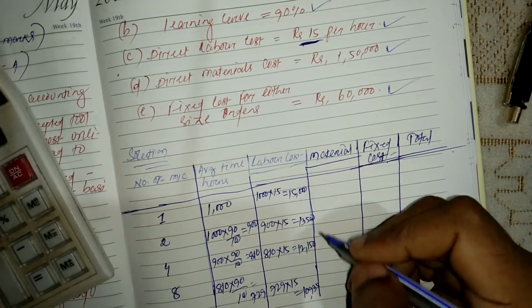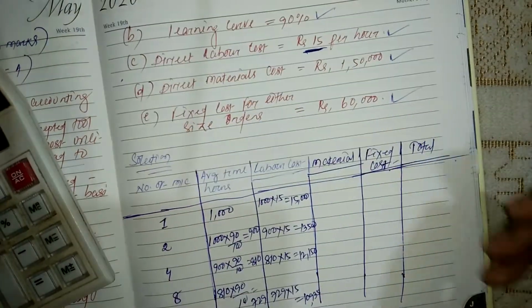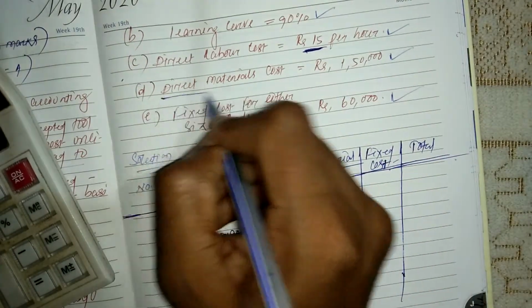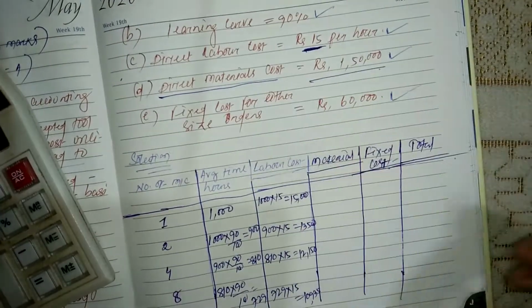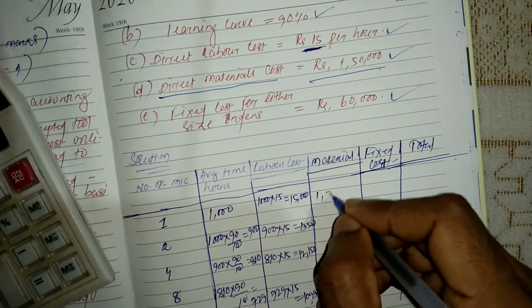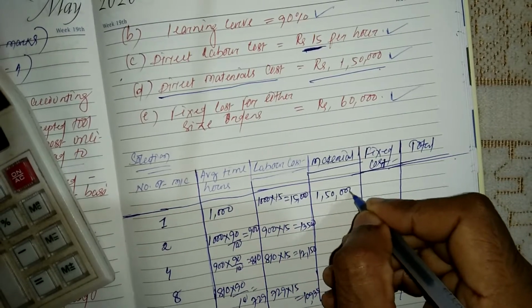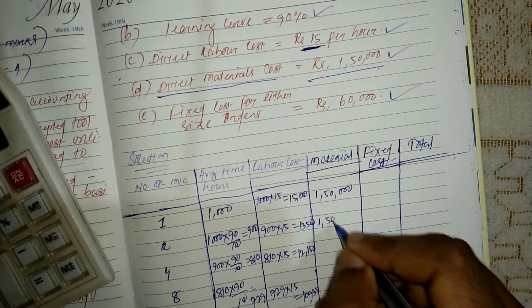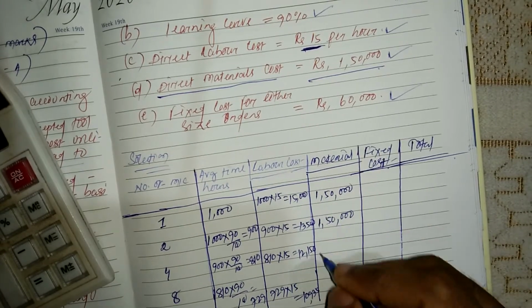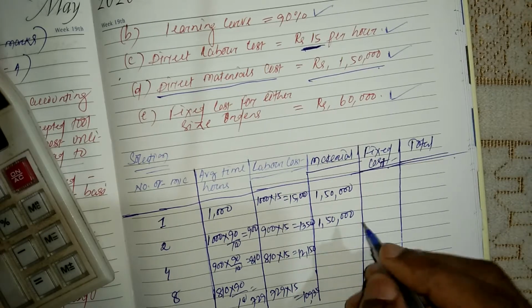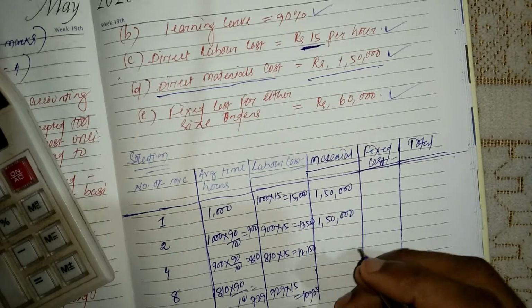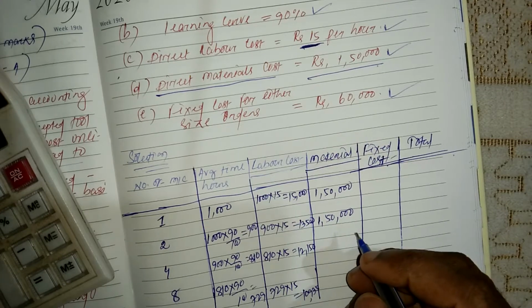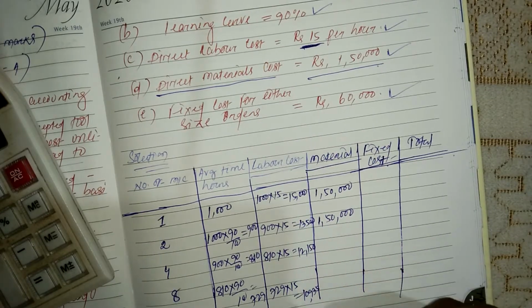Now material. Here in the question, direct material cost is given as rupees 1,50,000. So here 1,50,000 will be fixed irrespective of the number of machines, irrespective of the increase in the number of machines.